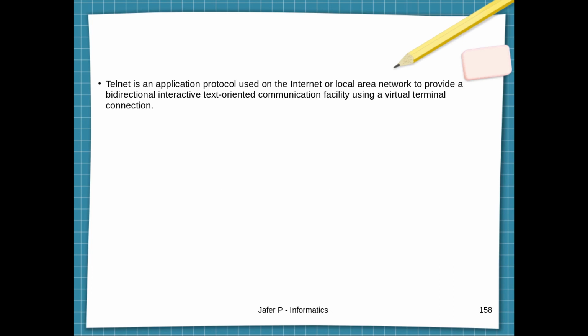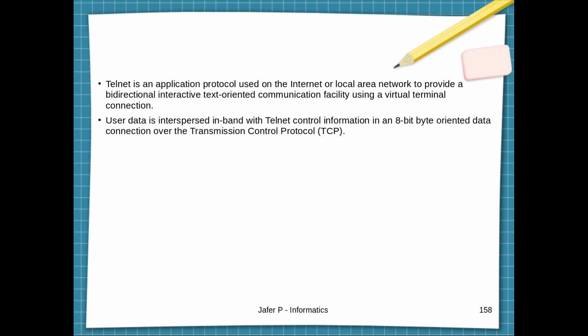Telnet is an application protocol used on the internet or local area network to provide a bi-directional interactive text-oriented communication facility using a virtual terminal connection. Another thing is Telnet. So what is the purpose of Telnet? It's an application protocol on the internet or local area network. It is used to provide bi-directional interactive text-oriented communication. You can make communication between persons using Telnet, using a virtual terminal connection.